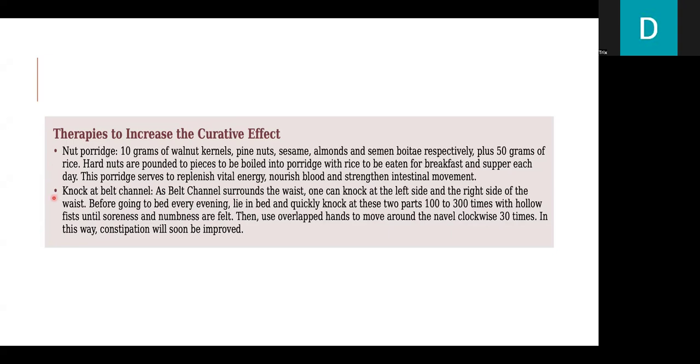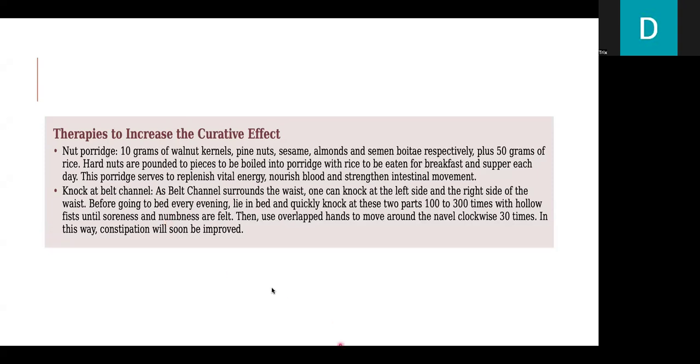Knock at the belt channel. As the belt channel surrounds the waist, one can knock at the left side and the right side of the waist. Before going to bed every evening, lie in bed and quickly knock at these two parts 100 to 300 times with a hollow fist until soreness and numbness are felt. Then use overlapped hands to move around the navel clockwise 30 times. In this way, constipation will soon be improved.